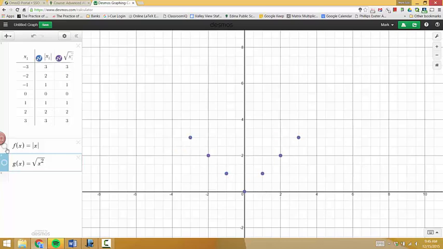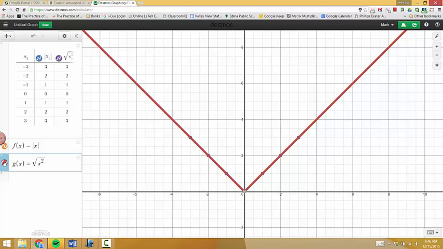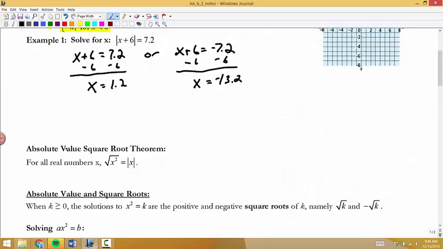Now if we actually graph the functions, here's the function f of x equals the absolute value of x, and here's the function g of x, which is the square root of x squared. Notice how they're exactly the same. This leads to the absolute value square root theorem, which says that for all real numbers x, the square root of x squared will always be equal to the absolute value of x.